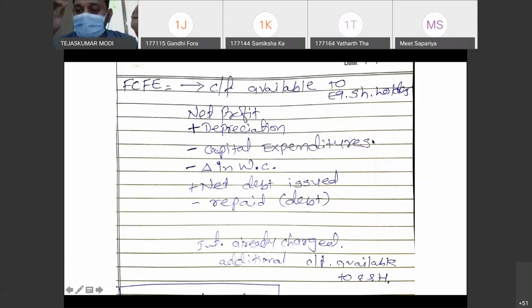Let's say you are a debt holder, you have given a loan to the company. Which profit would you look at? You would look at the net profit after tax available to the equity shareholder. You would look at EBIT. Tell me.